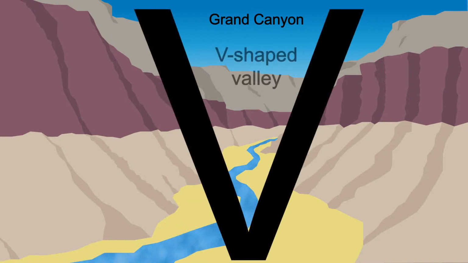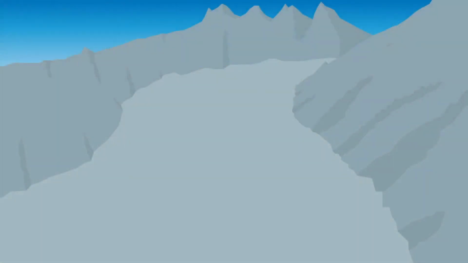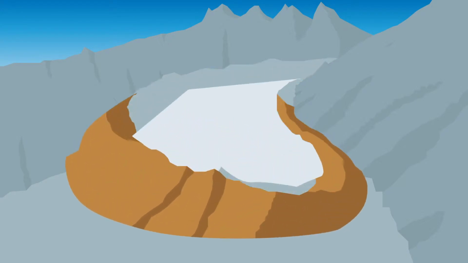Glaciers can cause erosion in similar ways. High up in the mountains, they flow down slowly, but with enormous power. The valleys formed by glaciers often have a flatter pattern, which is why they are called U-shaped valleys.